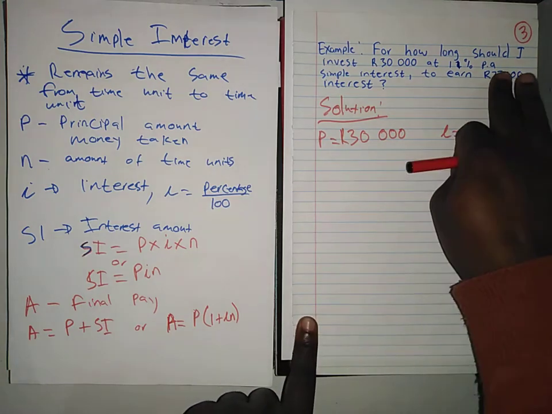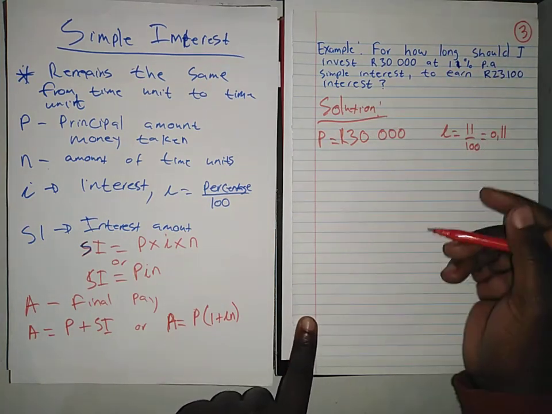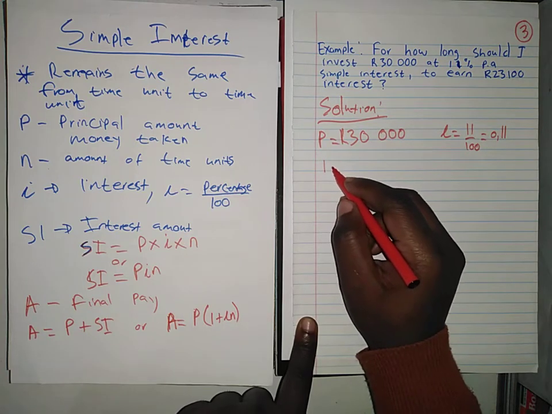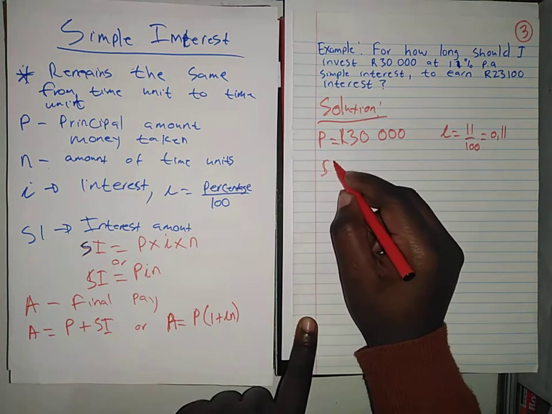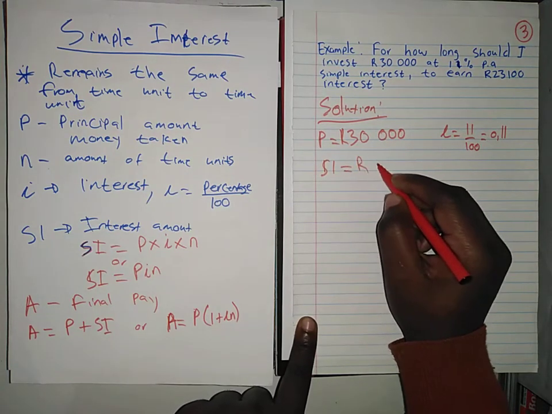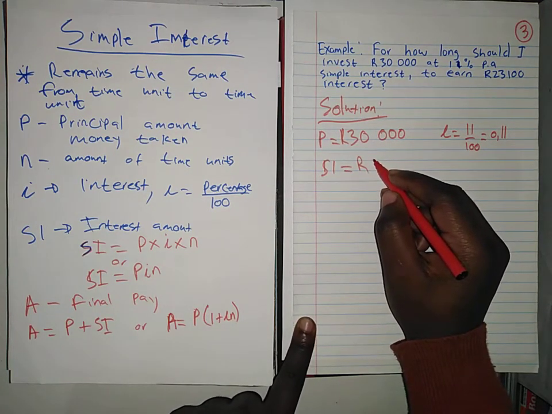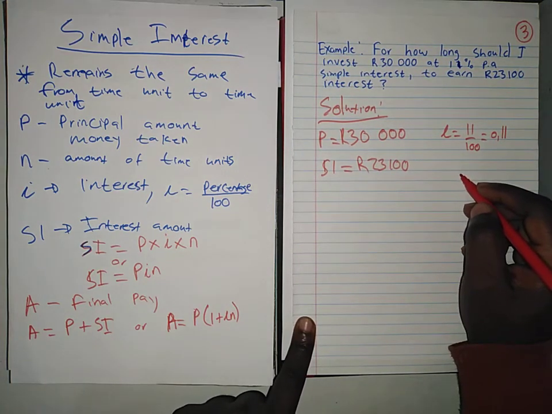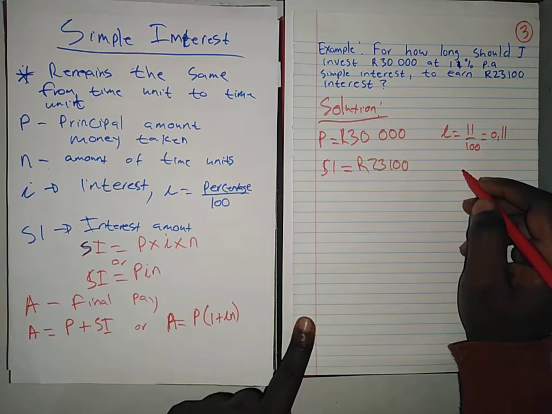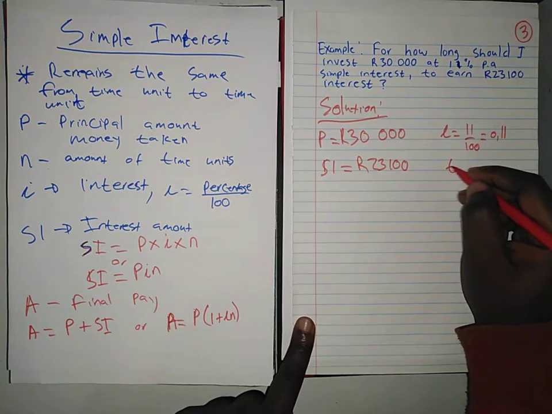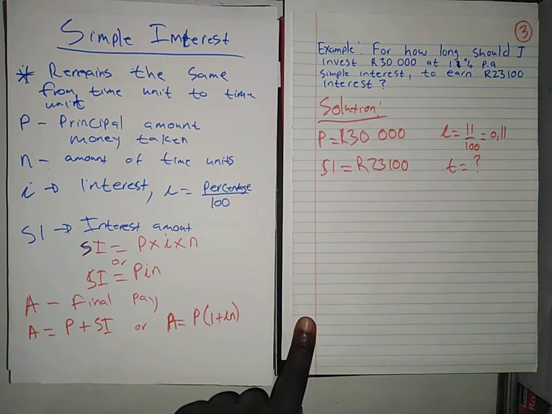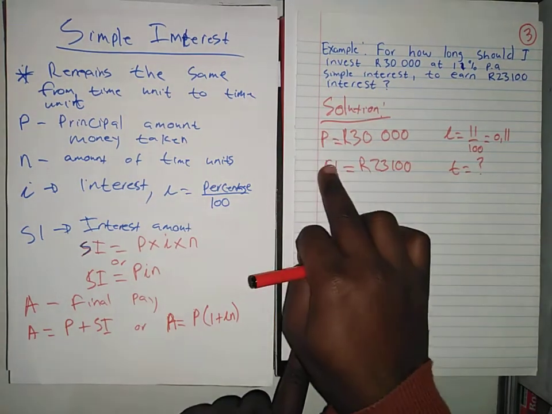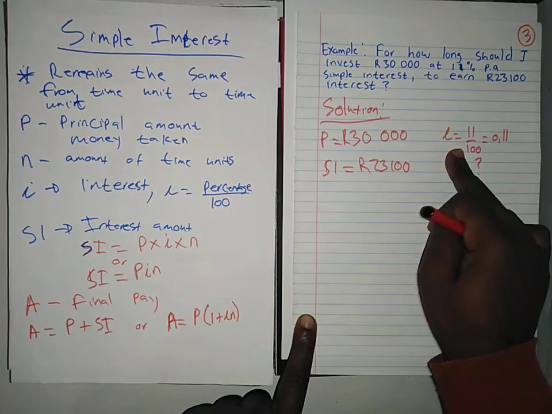And then they mentioned that it's simple interest. So my simple interest, they are giving us now. In most cases we usually don't have it, but now we have it. It's 23,100. And what they're asking from me is how long. So when they say how long, what does it mean? They are looking for time. So I've got P and SI and I, and this is what I'm looking for.